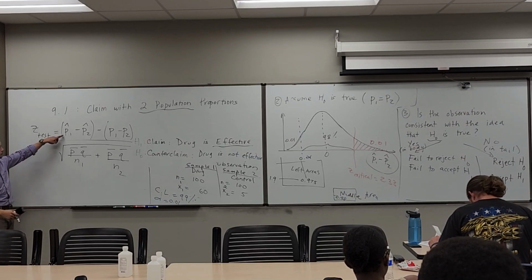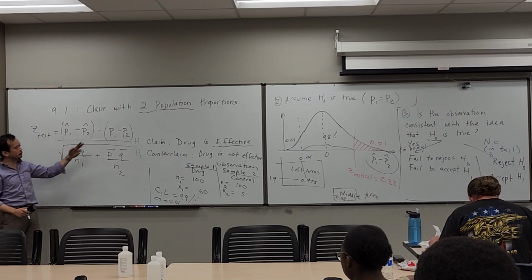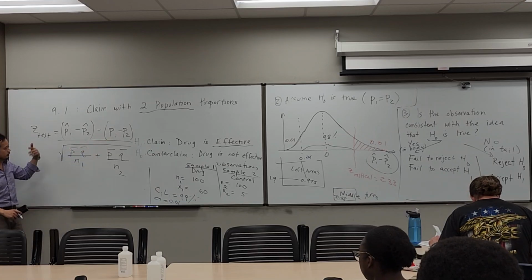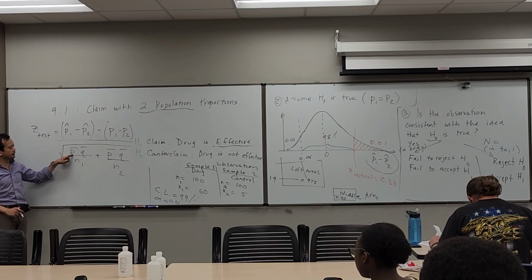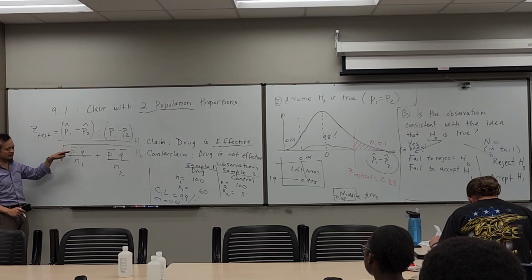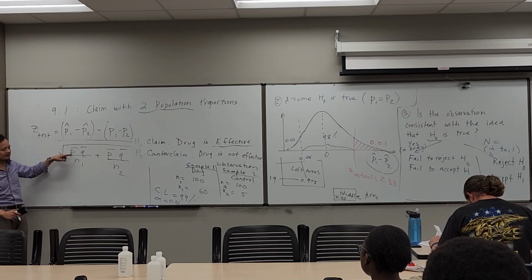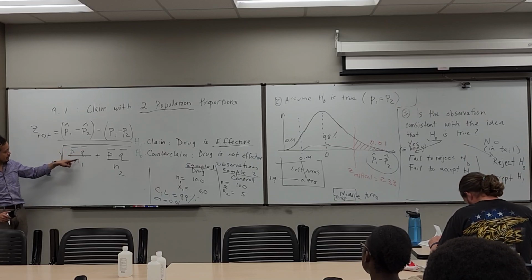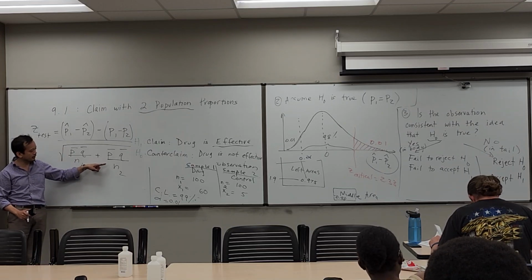There's a fraction where the numerator is p1 hat minus p2 hat minus the quantity p1 minus p2, divided by the square root of, and you notice that this is a p with a symbol over it, but it's not a hat. It's just a horizontal line, so we call it a dash. So this is p dash, and I'll explain what that means in a moment. So p dash times q dash divided by n1 plus p dash q dash divided by n2.